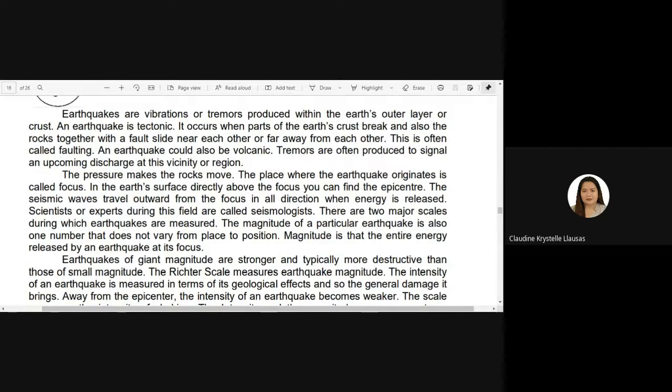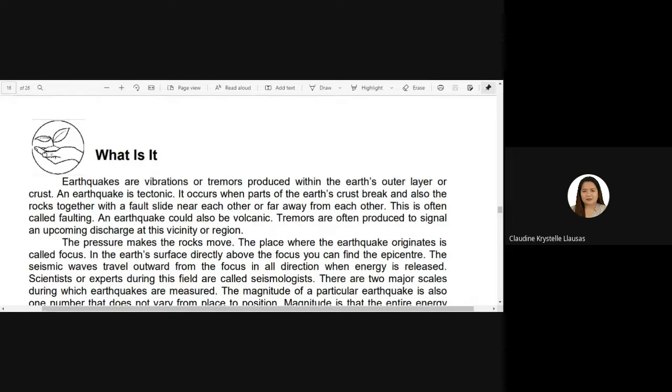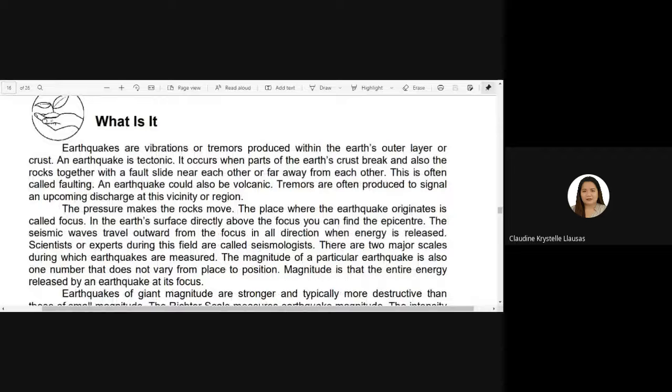Okay. Pressure makes the rock move. So kung asa nagsugod or nag-originate ang isa ka earthquake, diha ang atong gitawag nga focus. Okay, everybody say focus. Focus. Focus again is the center. The place where an earthquake originates or where the earthquake is coming from. The Earth's surface directly above the focus is where you can find the epicenter.